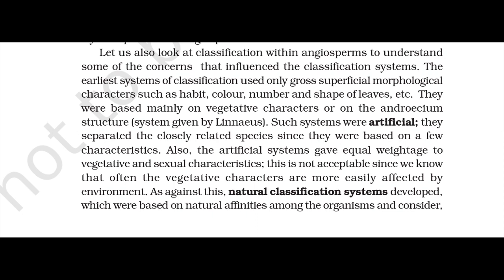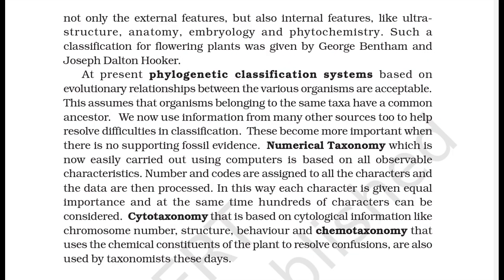As against this, natural classification systems developed, which were based on natural affinities among the organisms and considered not only the external features but also internal features, anatomy, embryology, and phytochemistry. Such a classification for flowering plants was given by George Bentham and Joseph Dalton Hooker. At present, phylogenetic classification systems based on evolutionary relationships among the various organisms are acceptable, as organisms belonging to the same taxa have a common ancestor. We now use information from many other sources to help resolve difficulties in classification. This becomes more important when there is no supporting fossil evidence.